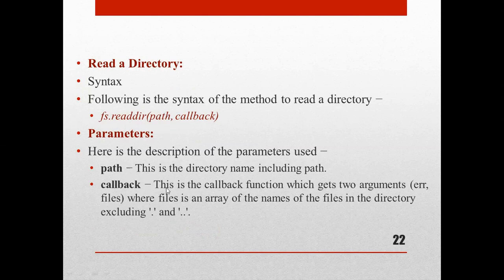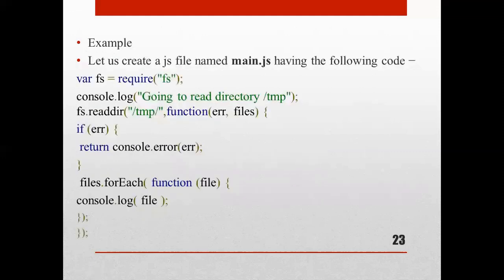The callback is a function which gets two arguments, error comma files, where files is an array of the names of the files in the directory, excluding the dot, which means the root directory, and the double dot. So the callback contains either the error message or the files present in that directory. When we read a directory, it is possible that the directory contains one or more files. See the example for that.